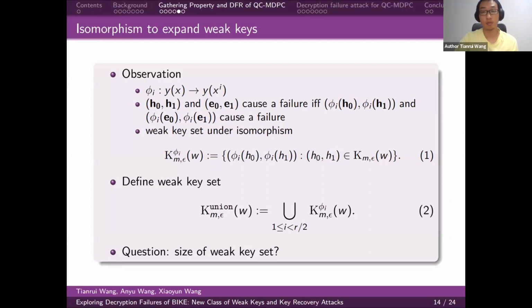However, the size of the new weak key set is hard to measure because one vector could match more than one image. We estimate the overlapping count and give a detailed proof in the full version of the paper. Due to the time limit, I won't explain it in detail.